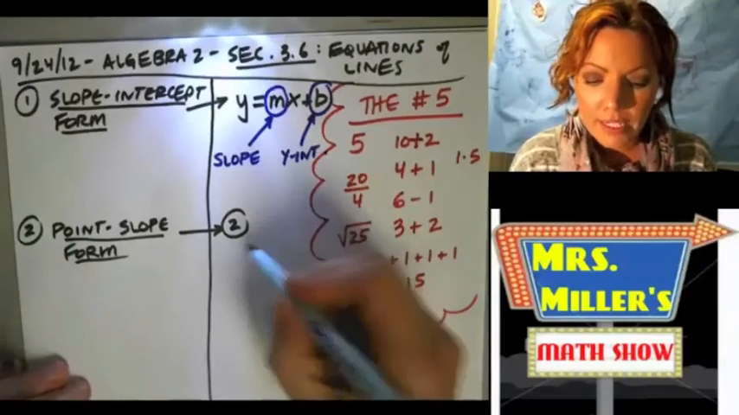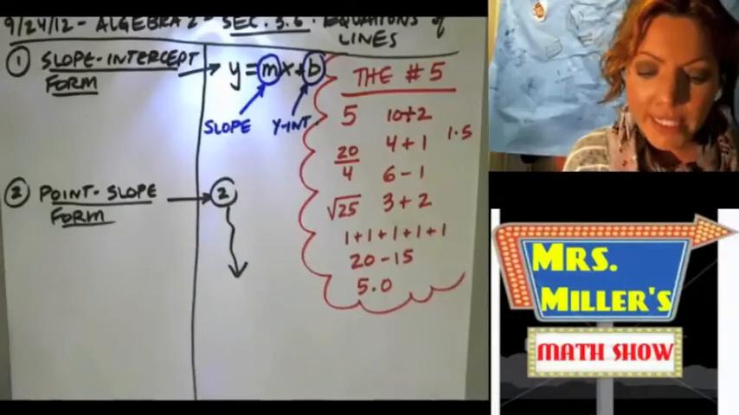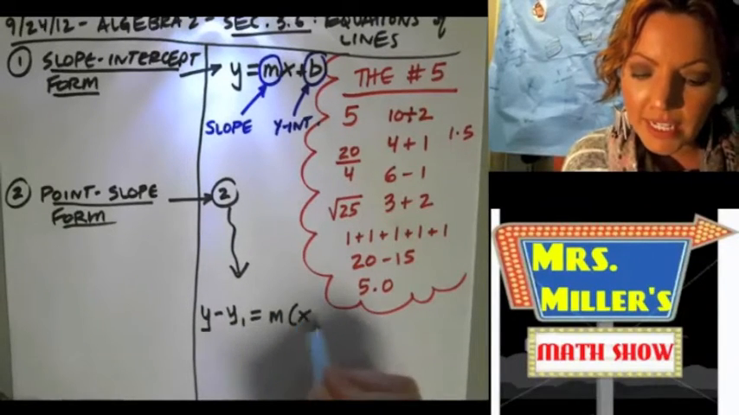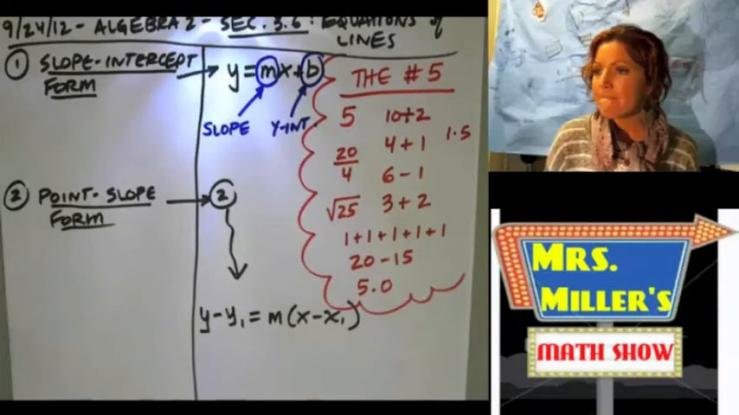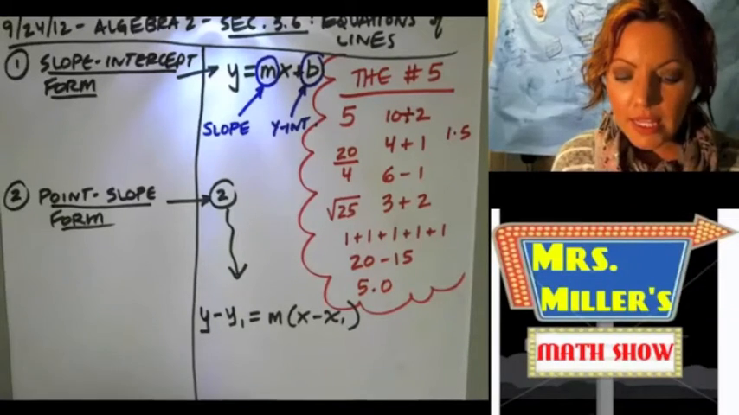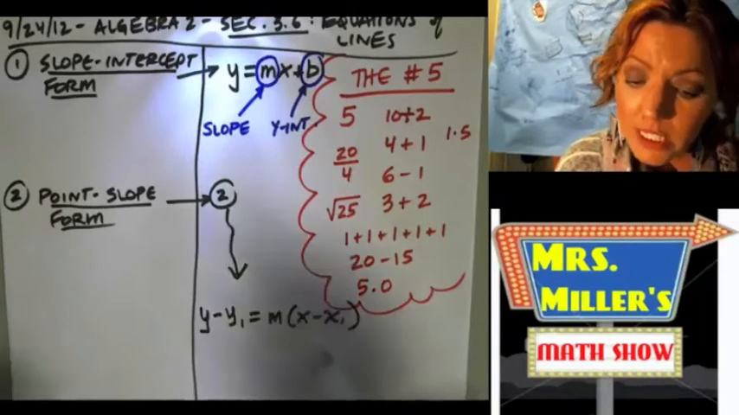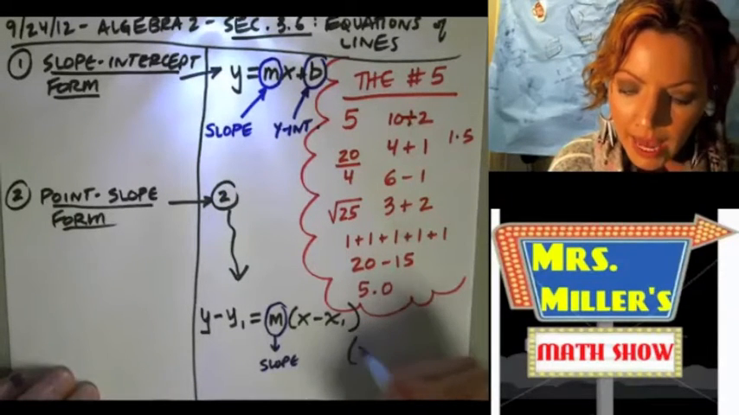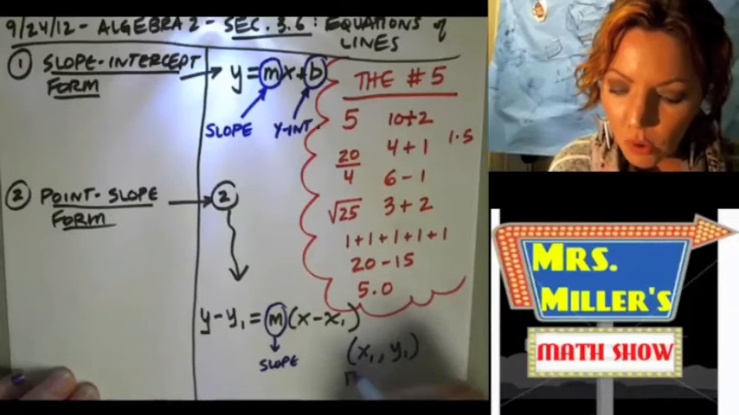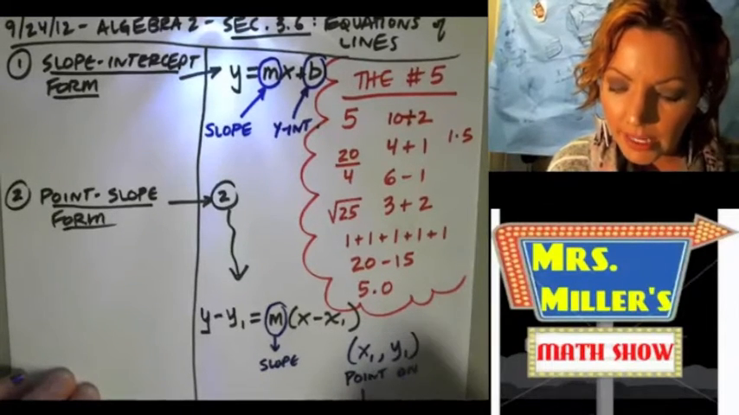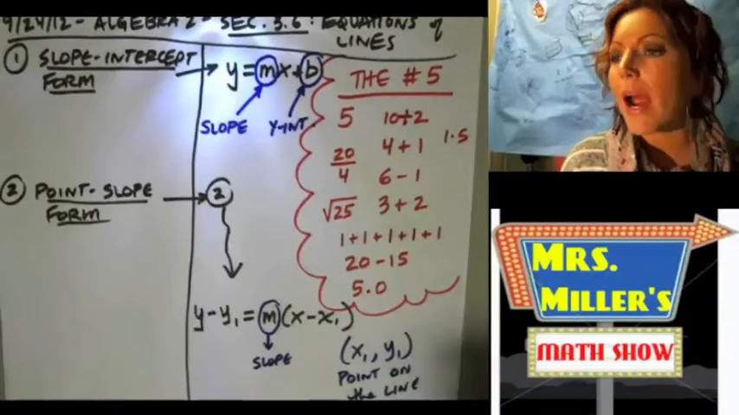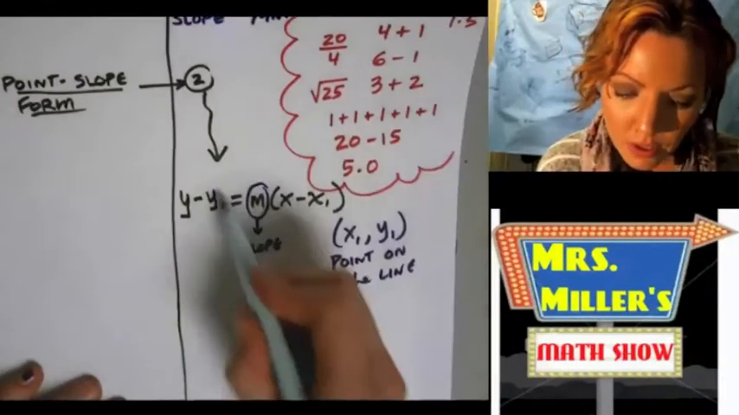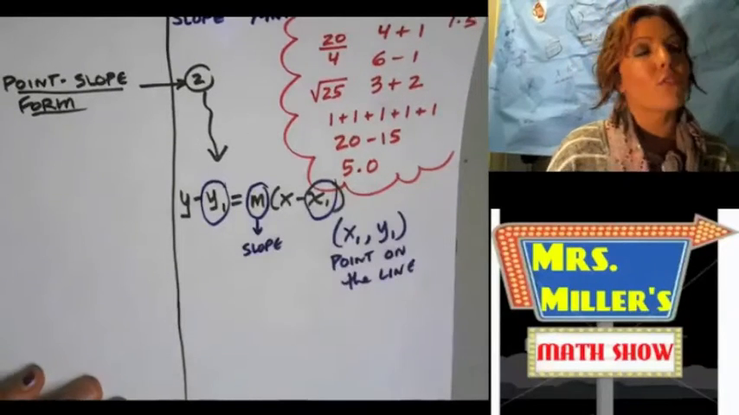I need more room for this one. I'm going to move it down a little bit. So point-slope form is y minus y1 equals m times x minus x1. In this one, m still represents the slope, and then x1 and y1 represent a point on the line. So remember, for lines, we can graph them on a coordinate system. These are the things that we can extract from point-slope form.